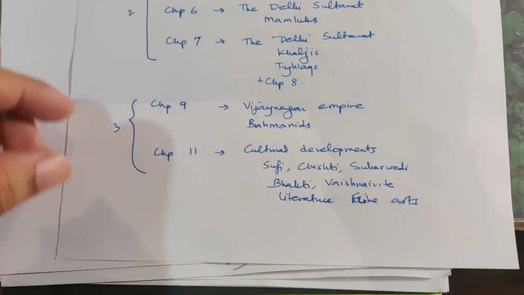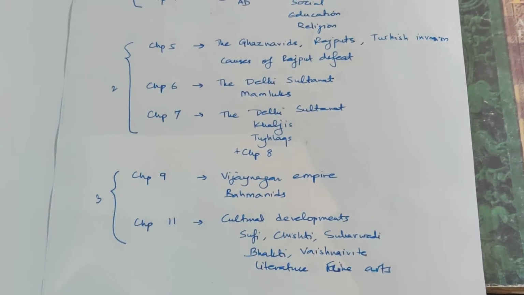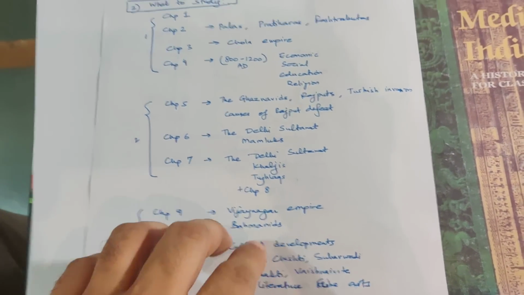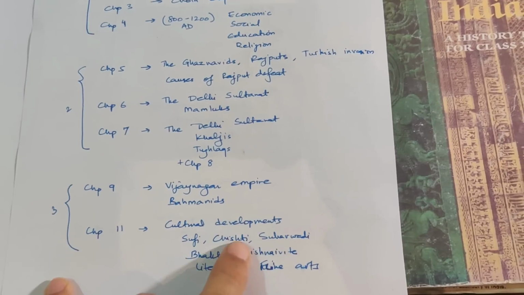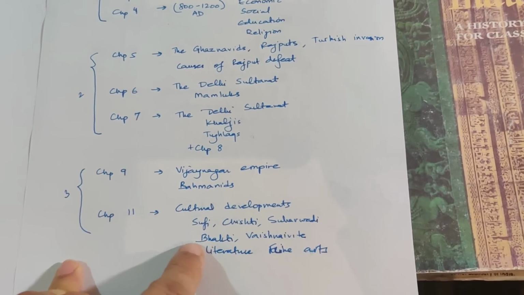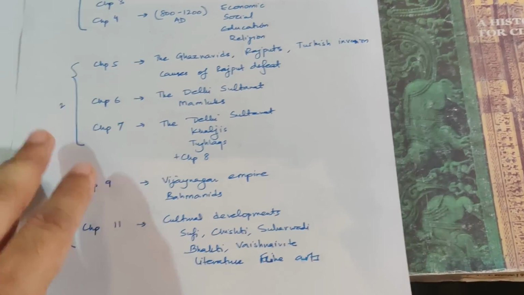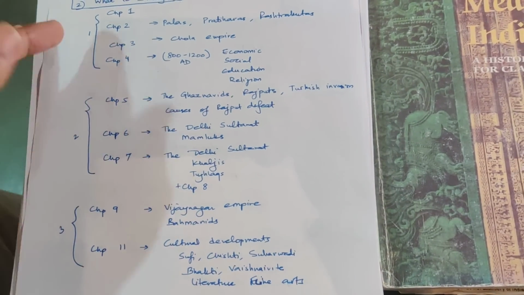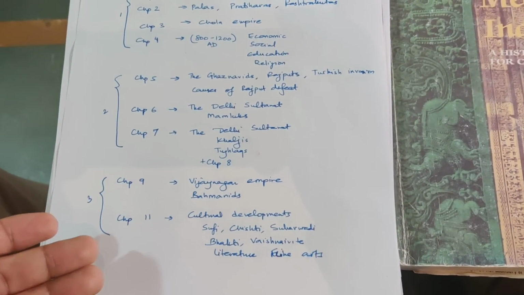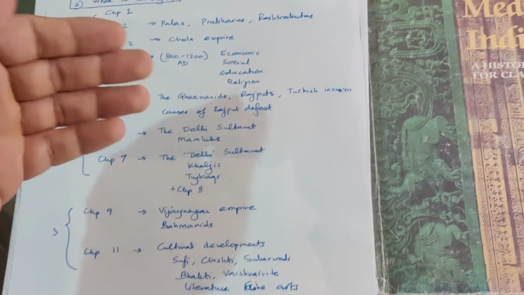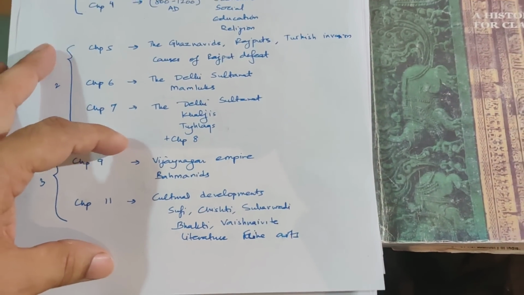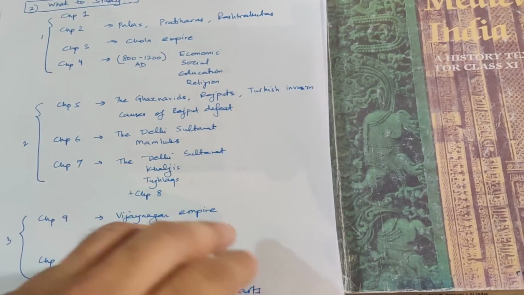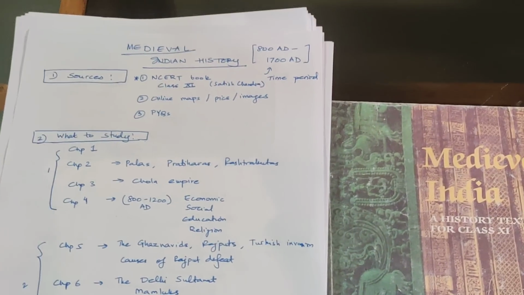Similarly here, the Vijayanagar Empire, the Bahmanids and the cultural developments in India at that time during the Vijayanagar Empire, like for example Sufis, Chishtis, Suharwadis, then Bhakti literature, Vaishnavite literature, fine arts development. All this I have lumped in one particular chapter, but you can read chronologically, or you can read batch wise also. Let's say you want to first study this part, you can study this part first, but I would advise you to read chronologically once, and after that you can jumble up and study whichever you like first or whichever you think is more important.